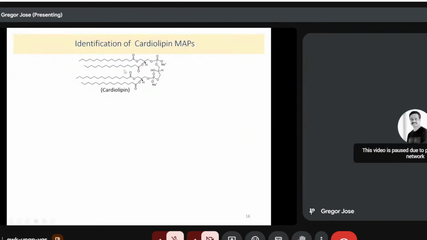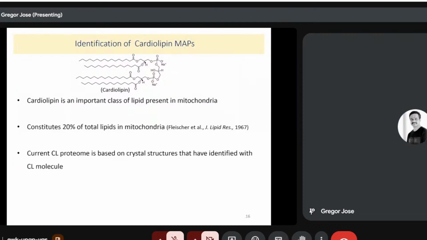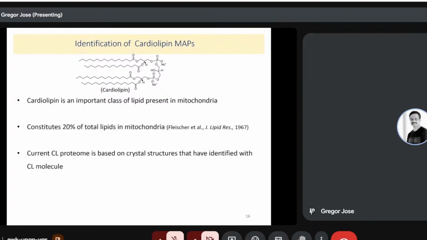It's another lipid. The specialty of this lipid is that it has 4 fatty acid chains, like 1, 2, 3, 4, connected to a glycerol backbone with 2 phosphates. And this is one of the most important lipids present in mitochondria, which is the energy house of the cell. And it constitutes 20% of total lipids in mitochondria. And there was no proteome known exactly for cardiolipin. So we thought, okay, it's a nice starting point. We have PlyMap technology, which can identify specific proteins, and the cardiolipin interactome was not known at that time.